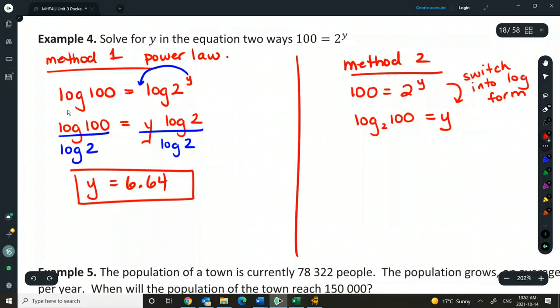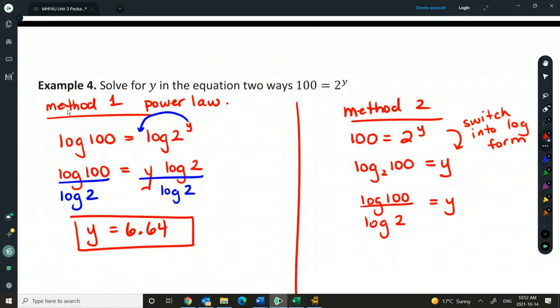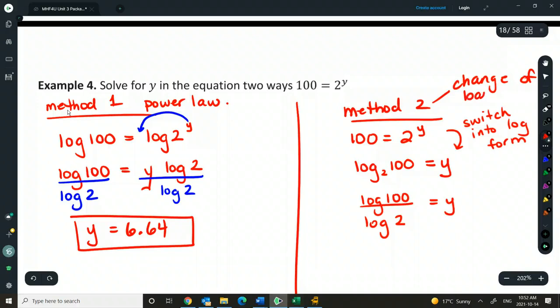And then we use the change of base formula. So I know I can evaluate log base 2 of 100 by doing log of 100 over log 2. Andrew, what's that method called? This would just be switching between the forms and then change of base. So we can say we'll use change of base for this. That's the rule that we would be using.